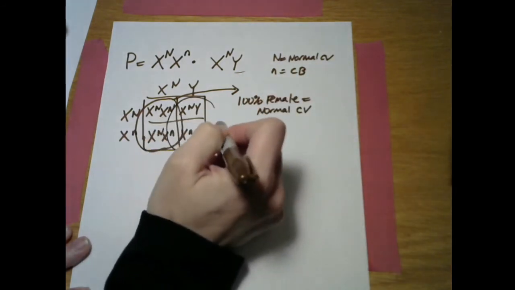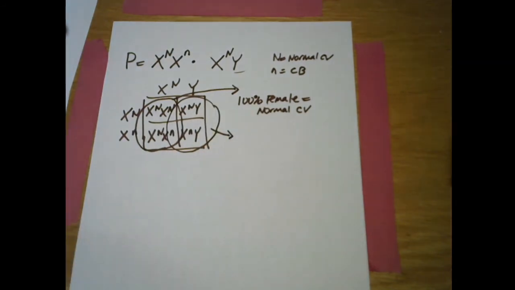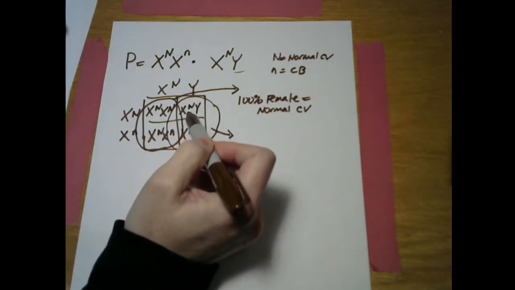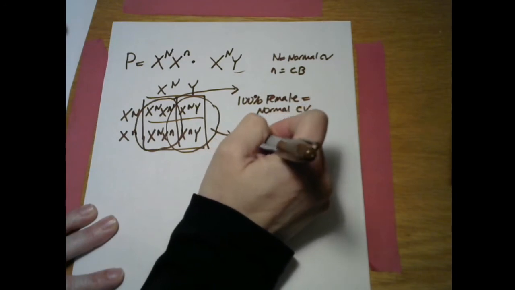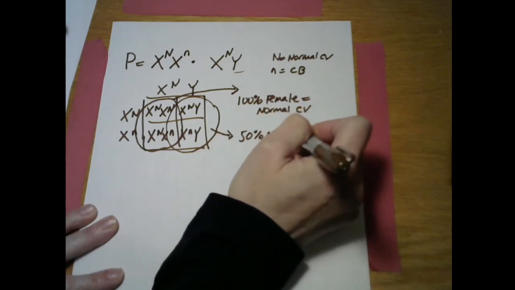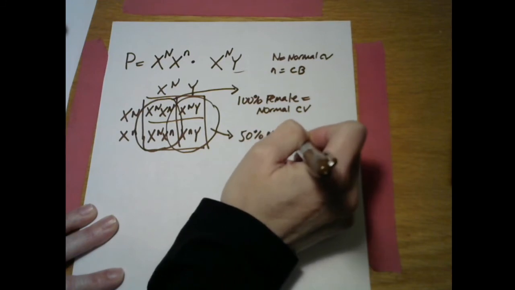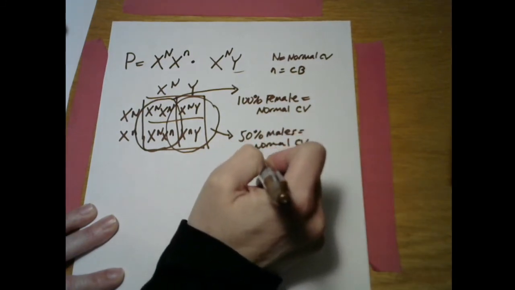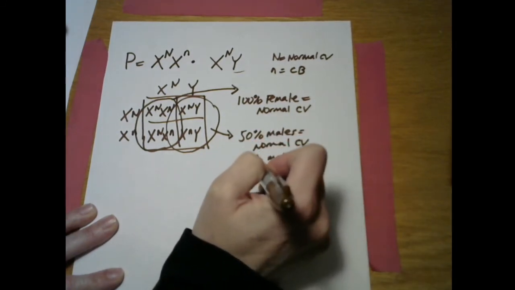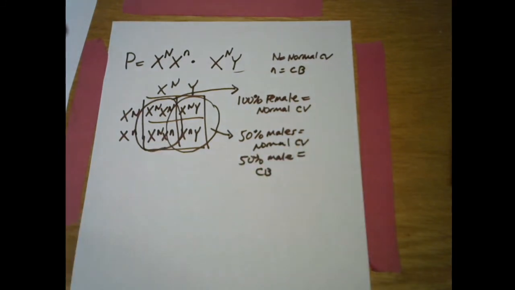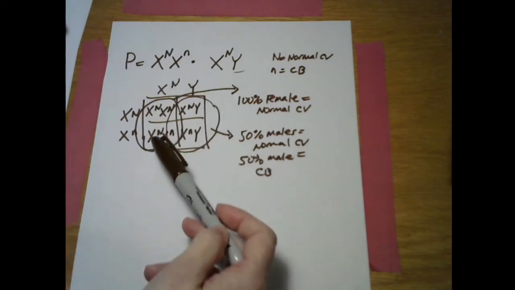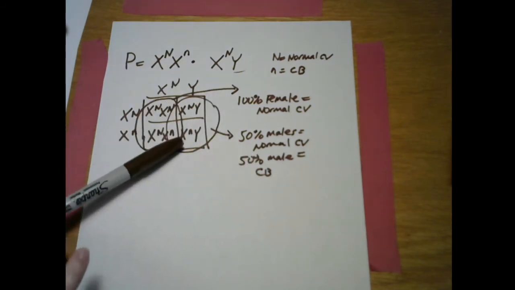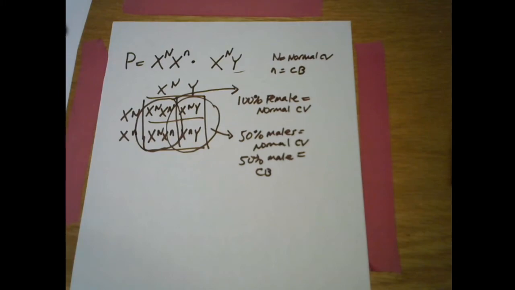However, over here, the XYs, here are our genetic males. If we look at them, 50% of our males will have normal color vision, and 50% of the male offspring will be colorblind. So, interestingly enough, the female children of this couple cannot have colorblindness. However, the males are almost like flipping a coin.